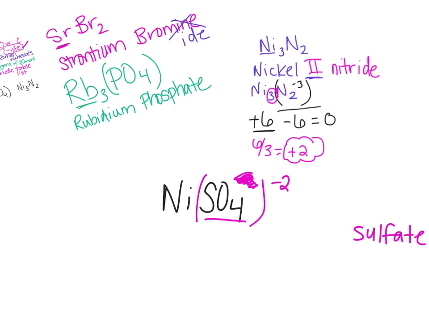How many sulfates are there? There's only 1. There's no little subscript outside the parentheses. So there's only 1. So overall, what's that charge? A -2. So if we have a -2, what has to balance it out? If there's not a number there, it's a 1. So there's only 1 sulfate ion. Do you see that? 1 sulfate ion. It's not oxygen, right? It's sulfate. So 1 sulfate.